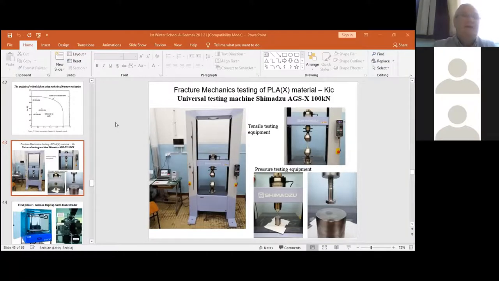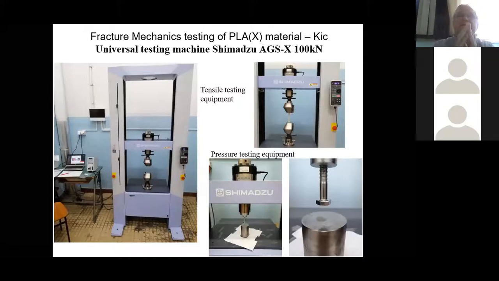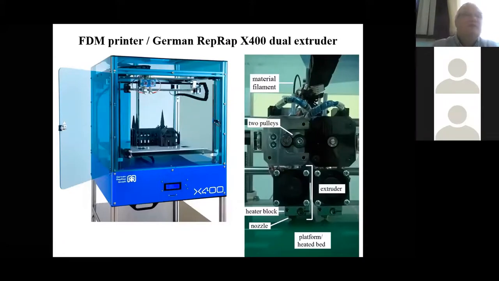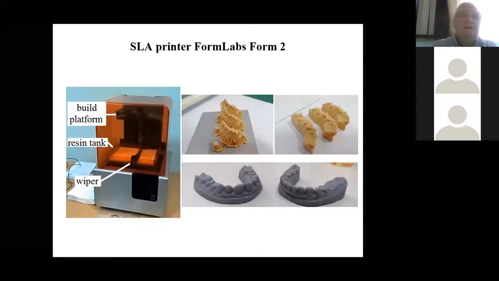Okay, so now I will present one example with K1C testing of additive material. Testing was done using this nice new machine. Material was produced by FDM printer with dual extruder. You can see it here. Another 3D printer that we have was used for some other purposes, just to show you what our laboratory can do.